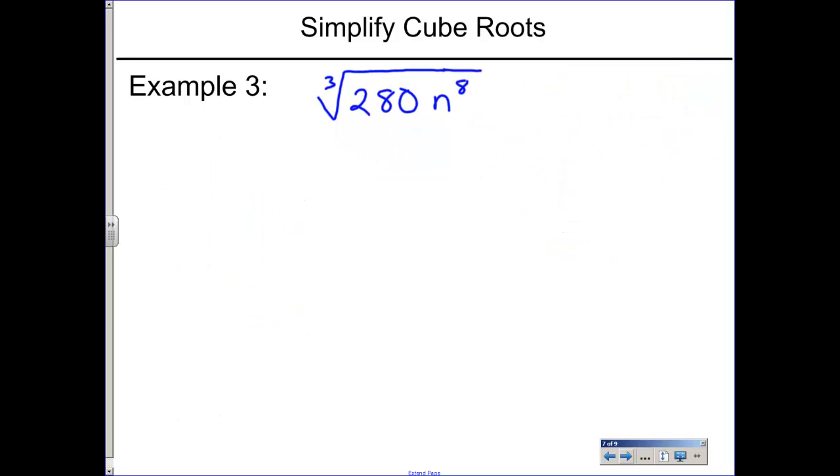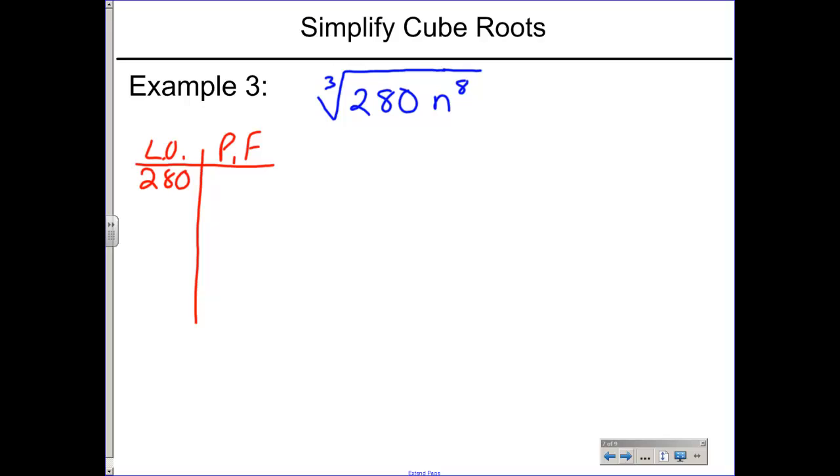Okay, here's just a straight up simplify. We have a variable under the radical, and we also have a big number of 280. Well, the 280 is something you are just going to have to go ahead and start dividing out here. So we have leftovers, and we have prime factors here.